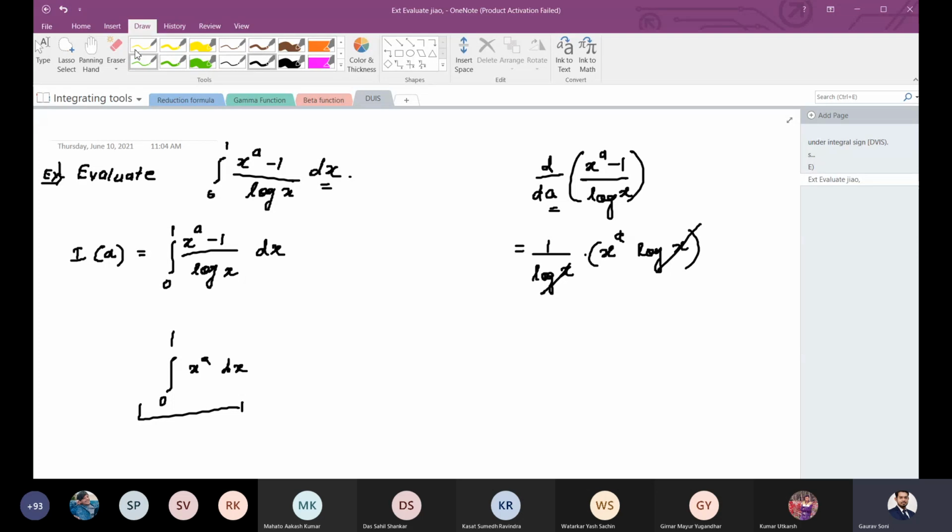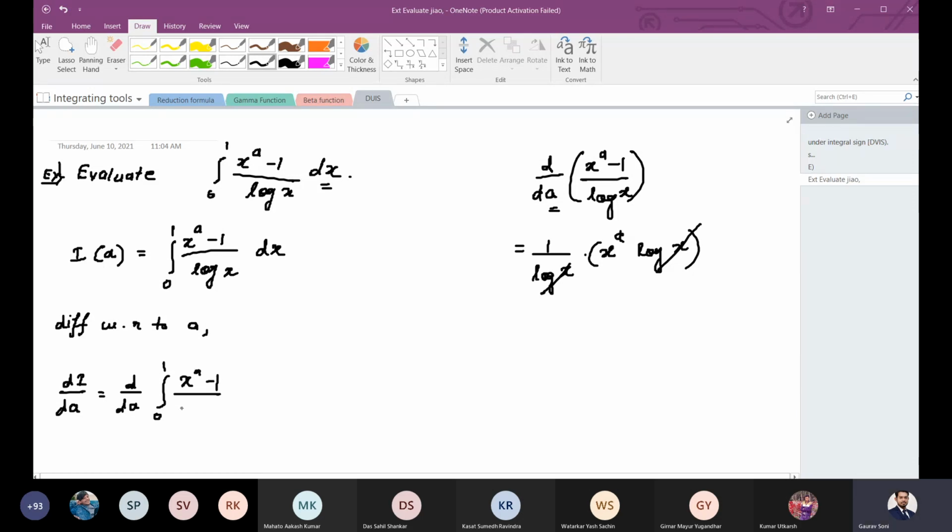So in this type of case, where taking the derivative will simplify the statement, we differentiate with respect to a. So we'll have dI by da is equal to d by da of the integral from 0 to 1 of x raised to a minus 1 upon log x dx. Which rule do we have to use over here?